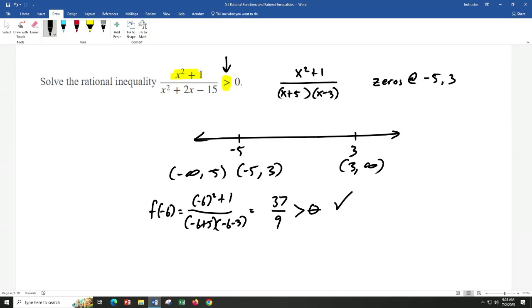So notice, I'm going to give you the answer to this one so we can get to the harder one. f of x is greater than 0. Well, I know it worked at negative infinity to negative 5, but also it's going to end up working at 3 to infinity.